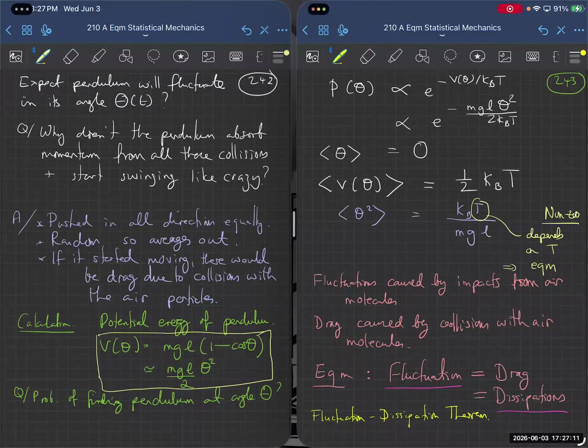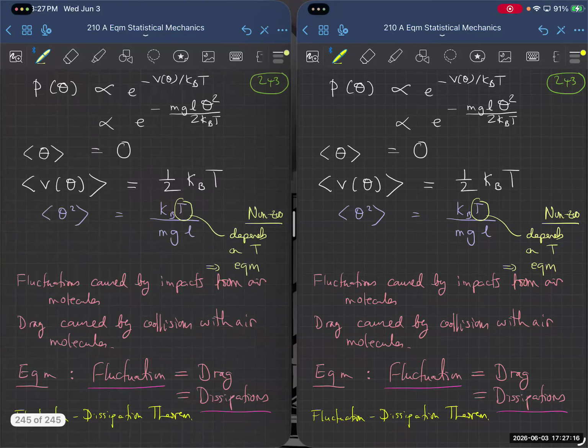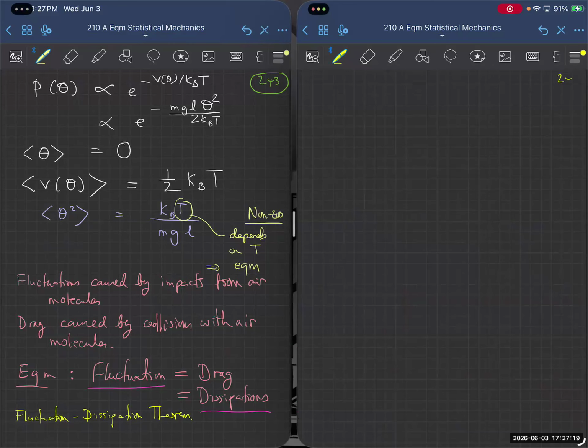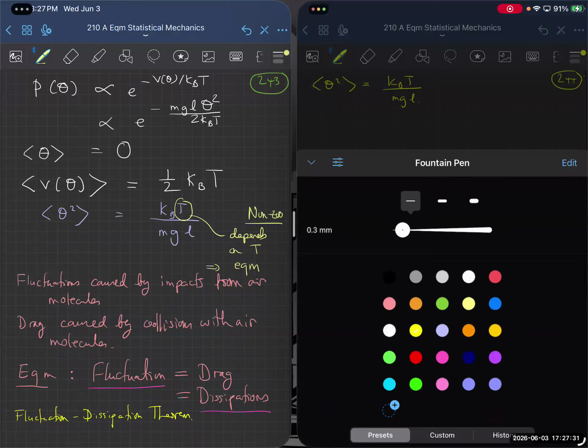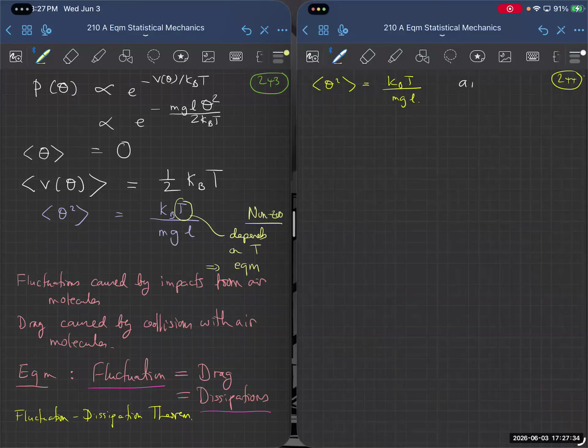It is something very interesting, and I'll tell you why. If you look at the formula for the pendulum, theta squared is k_B T over mgl, and this was for air. The pendulum was in air. Suppose I now put the pendulum in treacle or honey.